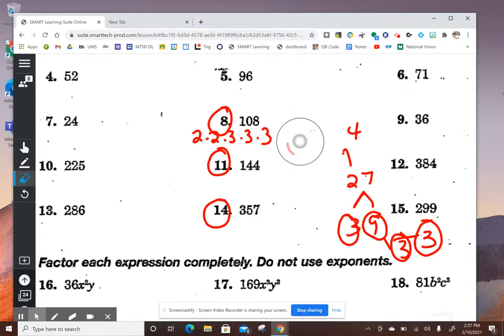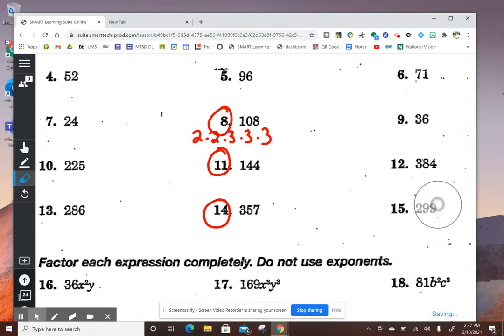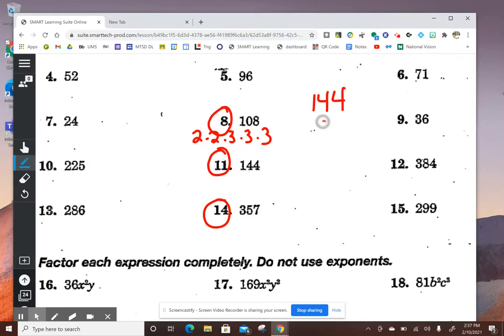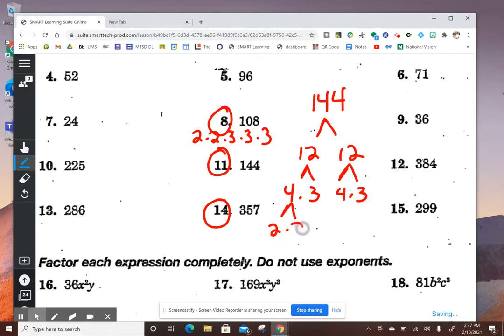Okay, so now stop the video and on your own do 144 and 357. And when you're done, start it up and see if you get the same answer as me. So 144, now I'm going to break my 2 rule because 144 we know is 12 times 12. We know 12 times 12 is 4 times 3 and 4 times 3. And that becomes 2 times 2 times 3 times 2 times 2 times 3. So this would be 2 times 2 times 2 times 2 times 3 times 3.